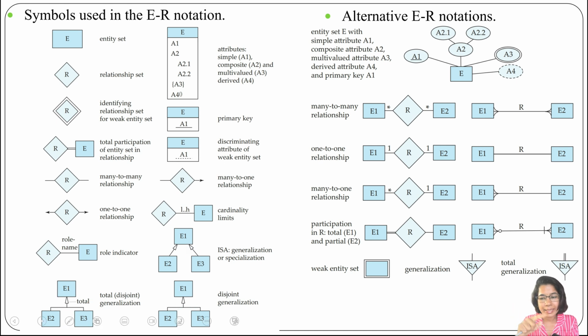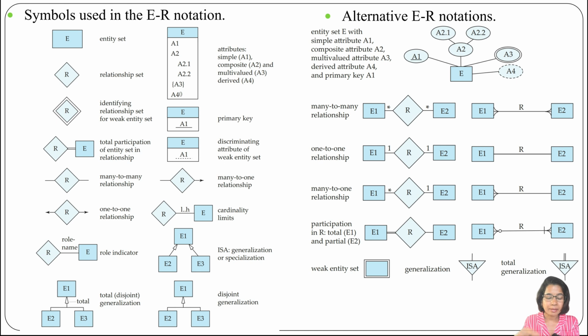Relationship sets are the same in both. Entity sets are the same in both, just attributes are different. Here we are writing attributes inside the entity set rectangle. Here we are making a separate oval for the attribute. And the types of relationships like many-to-one, one-to-one, one-to-many or many-to-one, those are different. We are writing star for many and 1 for one. Here arrow for one and normal line for many.